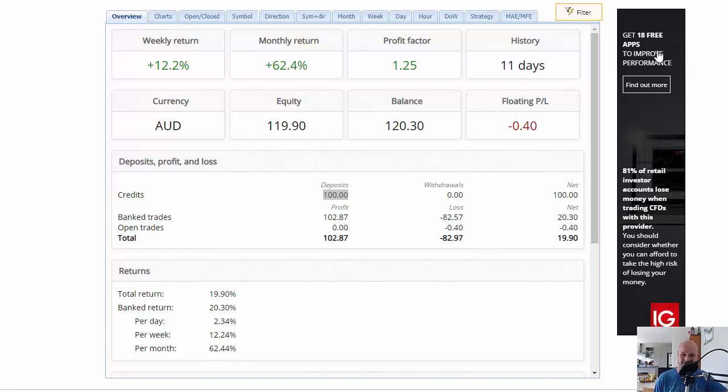Right, so let's have a look at this report here. It's been running for 11 days. You can see that there. We've got a balance of 120. We've got floating profit that's going to sit there over the weekend, and our equity is currently locked in at basically 20% return, which is good. I'm happy with that after essentially a full week of proper trading.